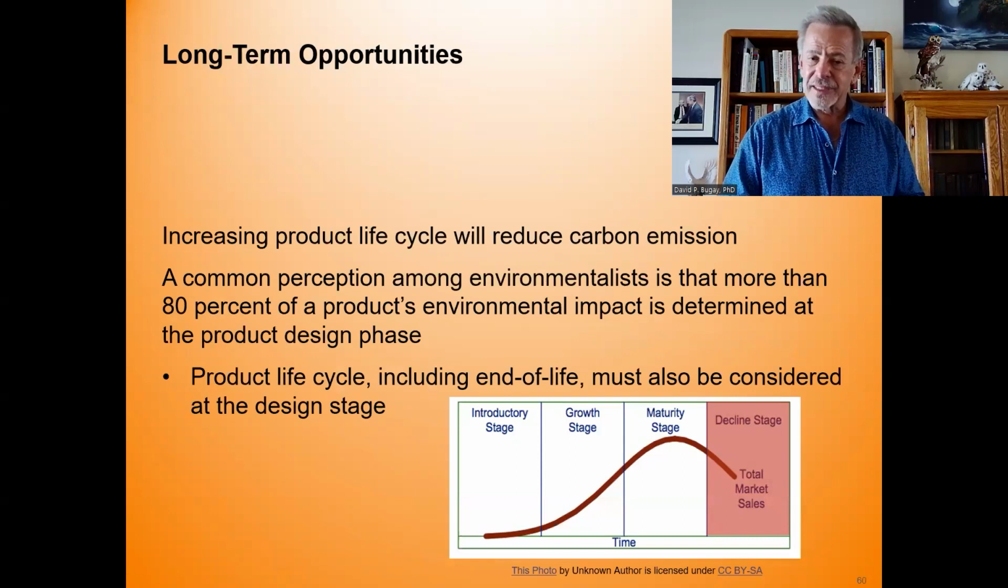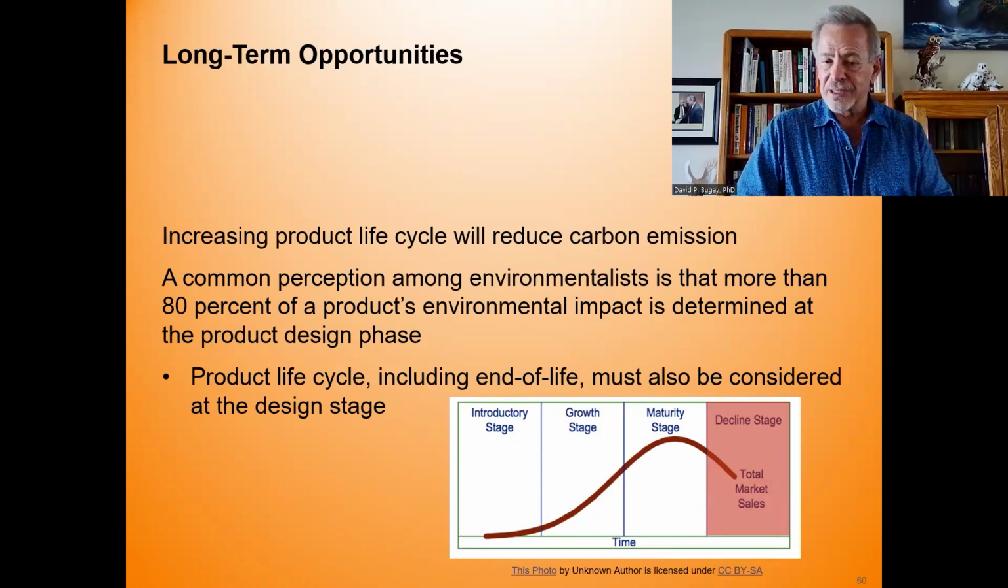Look at the product life cycle. That's going to reduce emissions. And here's a diagram of what a product life cycle generally is for most vehicles. You'll have an introductory stage, a growth stage, a maturity stage, and the decline stage.